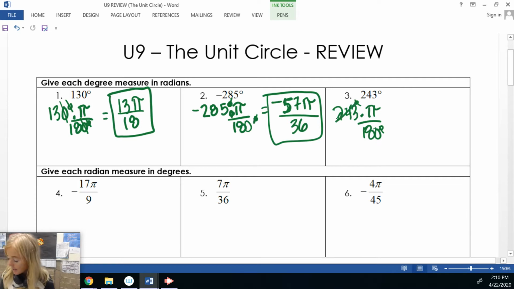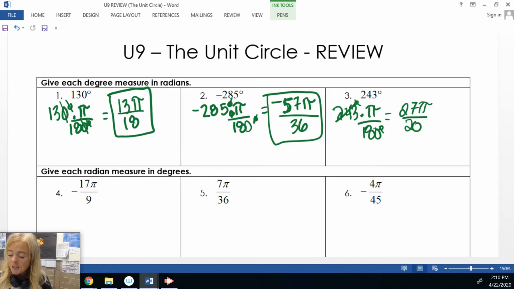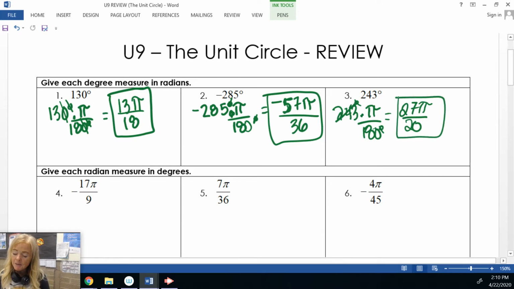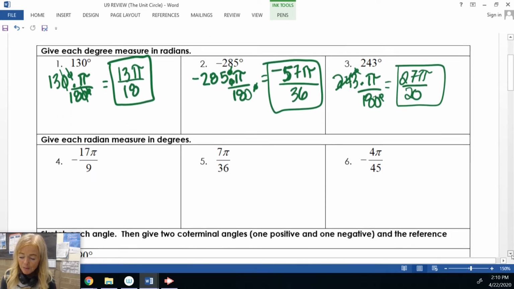So I'm going to divide out a 9. And 243 divided by 9 is 27. And then 9 into 180 is 20. Then you can look and see if there's anything else that's divisible both into 27 and 20. 27 is divisible by 3, and 20 has no divisor 3, so we are done. It's 27 pi over 20 radians. Okay, so that's what you do. Just multiply by pi over 180.